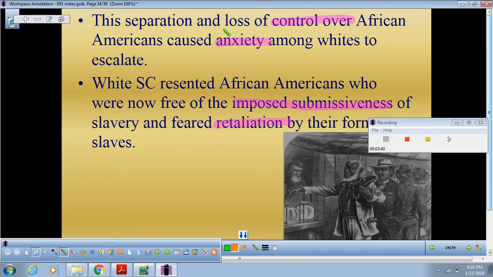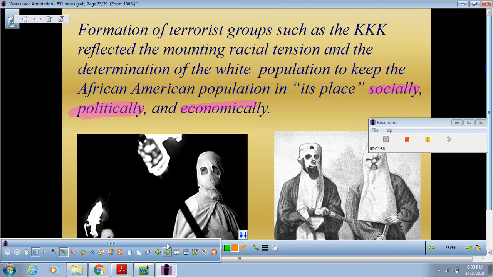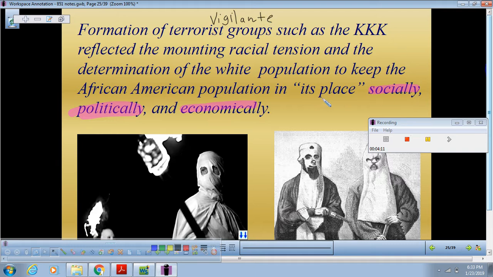We learned that the loss of control over African Americans led to anxiety among whites and caused the formation of terror vigilante groups, the most well-known being the KKK, or the Ku Klux Klan, which we will learn about in future lessons, who made it their goal to keep African Americans in their place socially, politically, and economically.